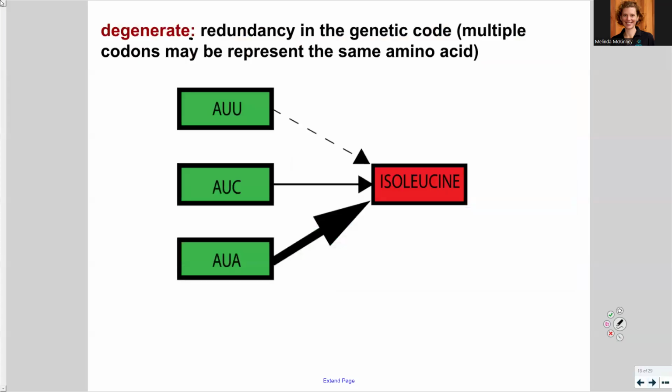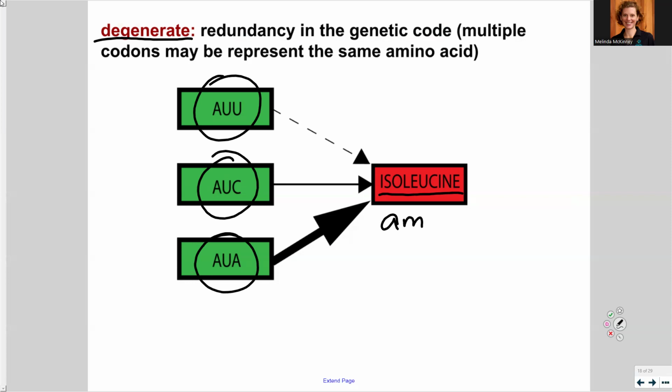So, oh, and that's called degeneracy. So this is just what I just said. There's multiple different 3-letter sequences that can code for the same amino acid. So isoleucine is another amino acid.